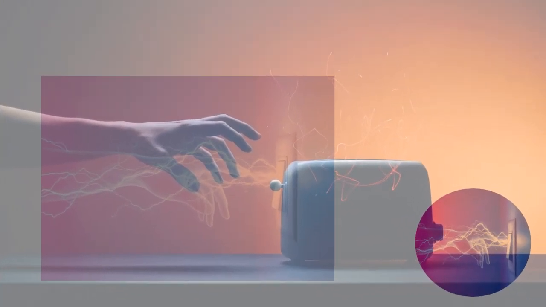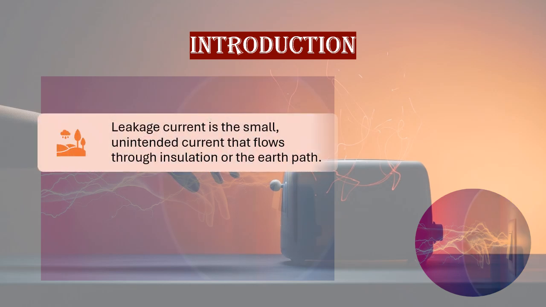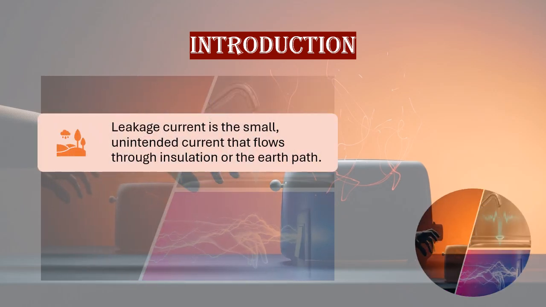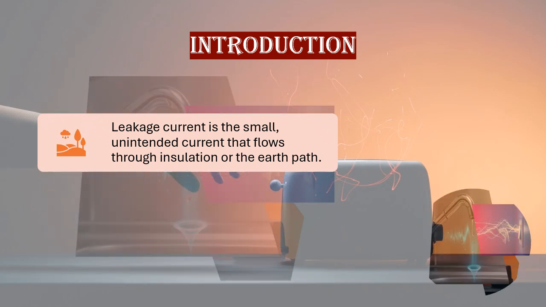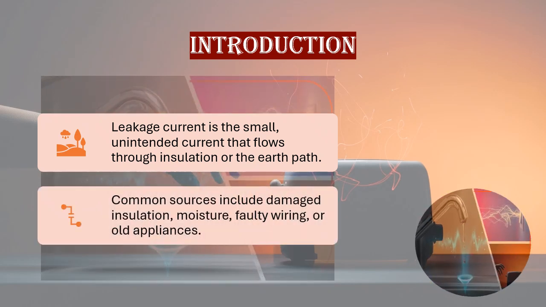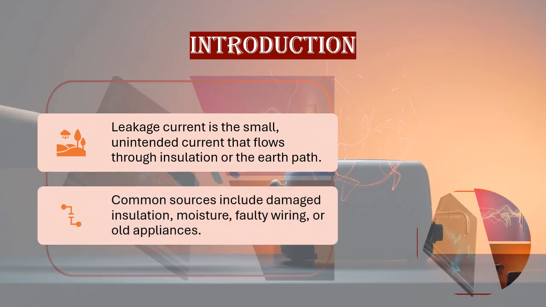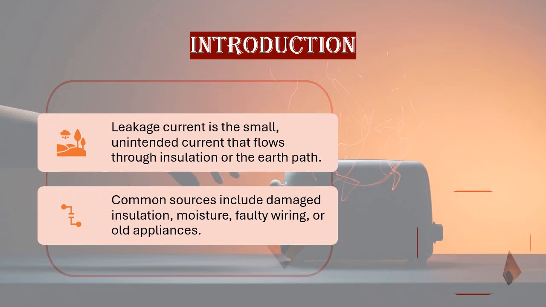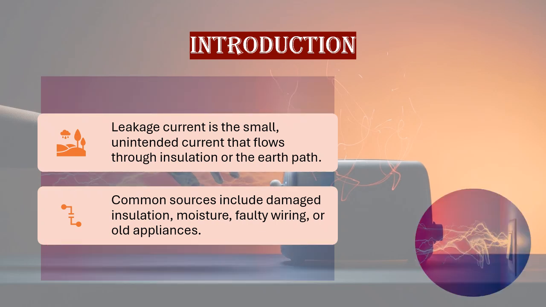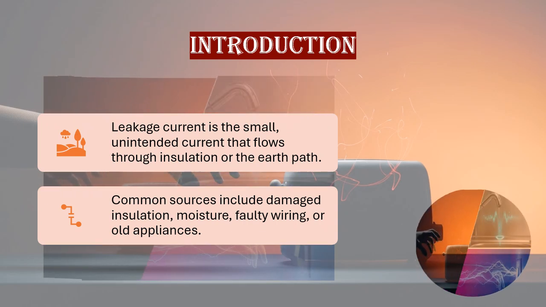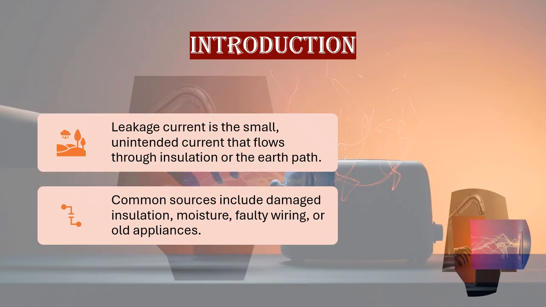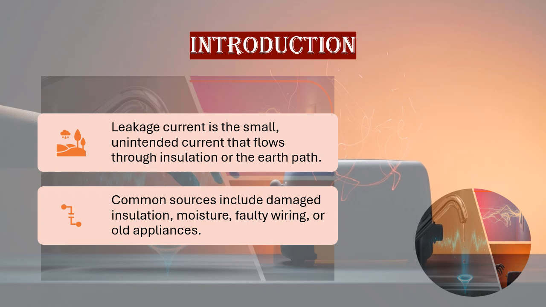Introduction. Leakage current refers to the small amount of unintended electric current that escapes through a device's insulation or grounding path. It's often caused by aging components, moisture, or wiring faults. While usually tiny, this current can build up or leak to exposed metal parts, posing significant risks to users and equipment.